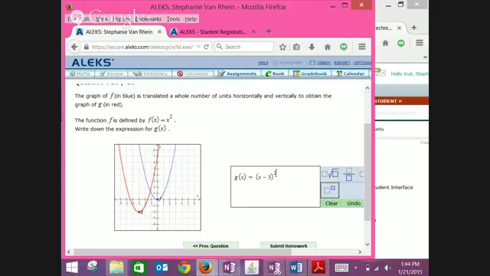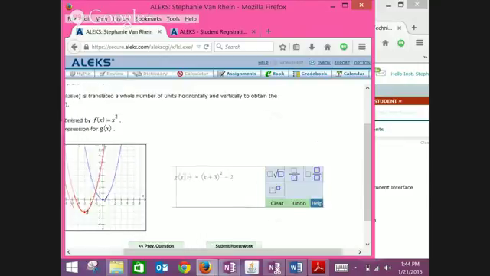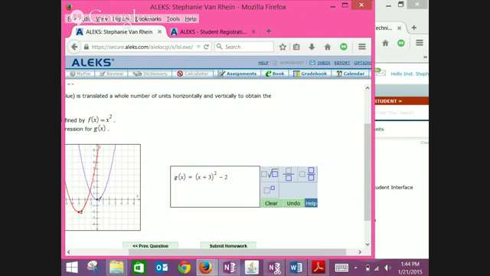Question? +3. Yes, thank you, +3. Right? And then -2 there. So just on the input, you might have to use your parenthesis, and then x +3, close parenthesis, and then use your exponent of 2 there. Any questions?